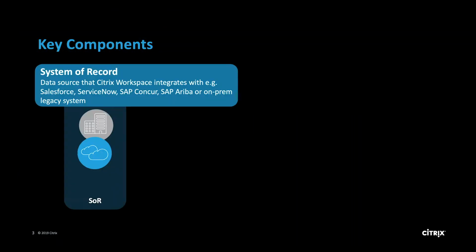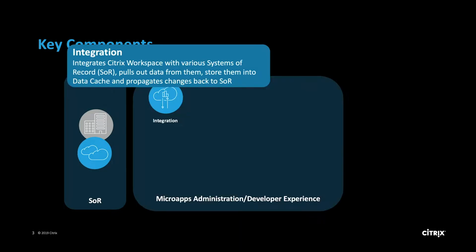So we have a system of record. A system of record is a data source that Citrix Workspace integrates with. It can be either a modern SaaS cloud application like Salesforce, ServiceNow, or others, or it can be an on-prem legacy system that you can integrate with. The integration is a component that interacts with the system of record.